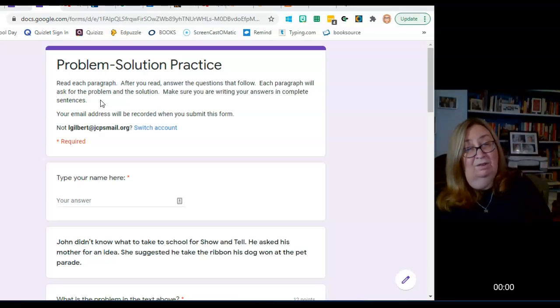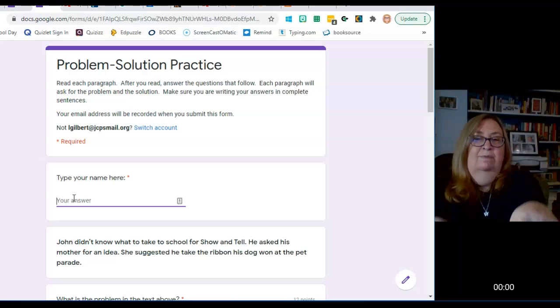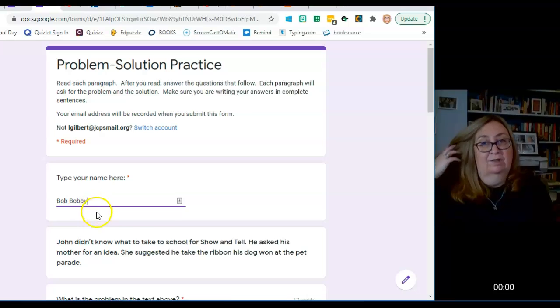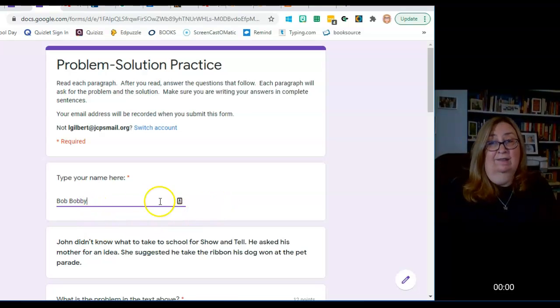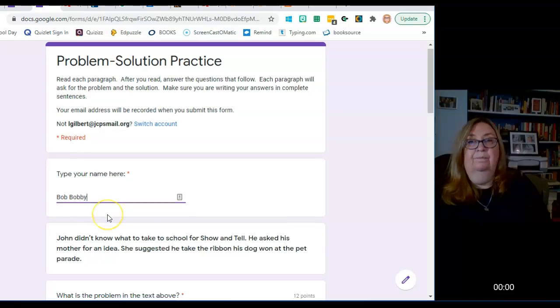And I'm going to be giving you a grade based on whether your sentence is a complete sentence and if it answers the questions correctly. We're going to do one together so that I can show you. The first question says, type your name. That one does not have to be in complete sentences, obviously, but I do expect capital letters at the beginning of both your first and your last name. Now, if your name is Robert and you go by Bob, type what you go by, what I know you by, okay?